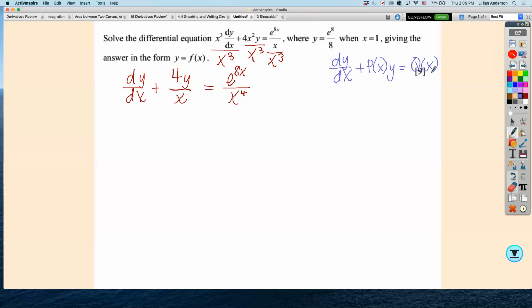All right. So if you do this, then you need your integrating factor, your I, which is equal to e to the integral of p of x dx. What will be p of x? It would be 4 over x, because it's technically times y. What's the antiderivative of 4 over x?